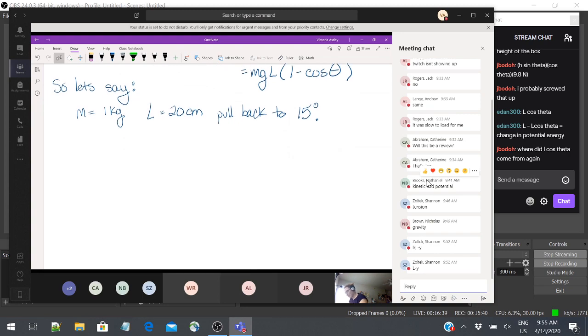Okay. So what is the change in potential energy? That would just be mgL times 1 minus cosine theta. So 1 kilogram times 9.8 meters per second squared times 20 centimeters, which is 0.2 meters, times 1 minus cosine of 15 degrees.